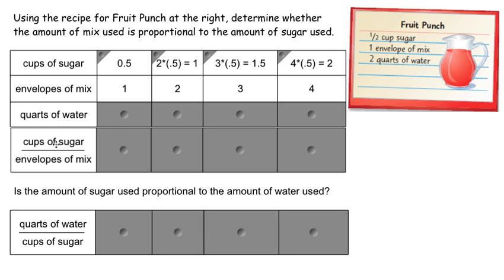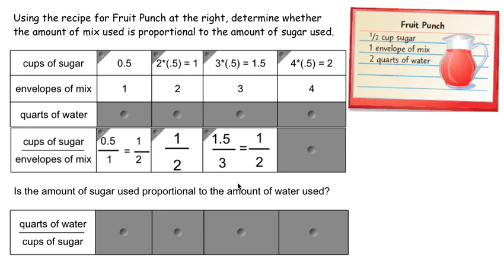So the number of cups of sugar divided by the envelopes of mix. We're going to take 1/2 and divide it by 1, and we're going to get 1/2. 1 divided by 2 gives us 1/2. 1.5 divided by 3 still gives us 1/2. 2 divided by 4 gives us 1/2. So the question is, is the amount of mix used proportional to the amount of sugar used? And the answer is yes, it is.